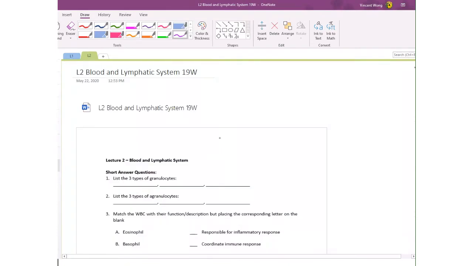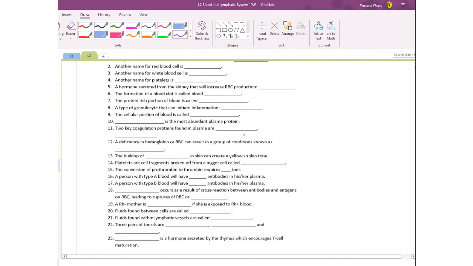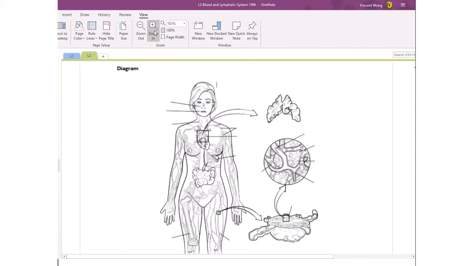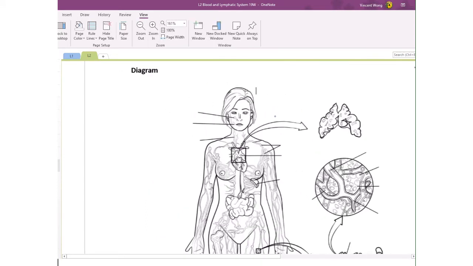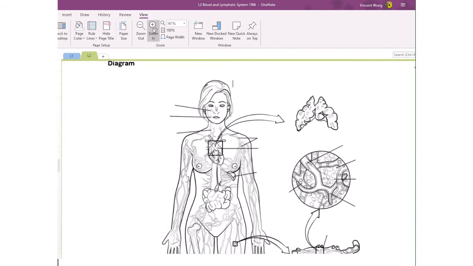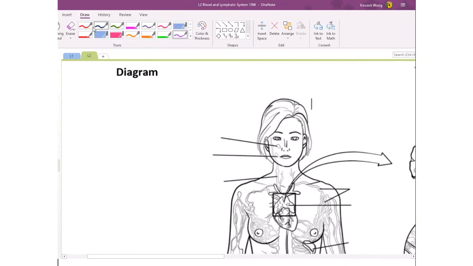Let's go to the workbook, and if you scroll to the end of the workbook, you're going to see the end of lecture 2. You will see there is a diagram here, and we're going to label this diagram together. This diagram shows the various lymphatic structures that we find in the body, and we are going to start here at the top.